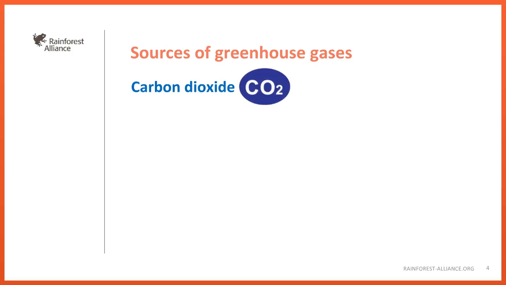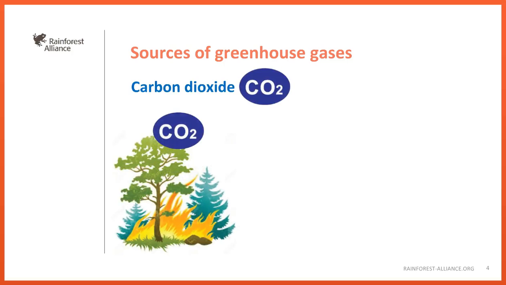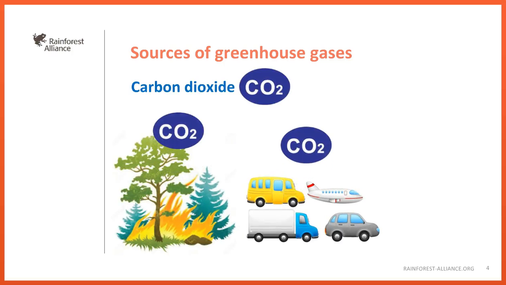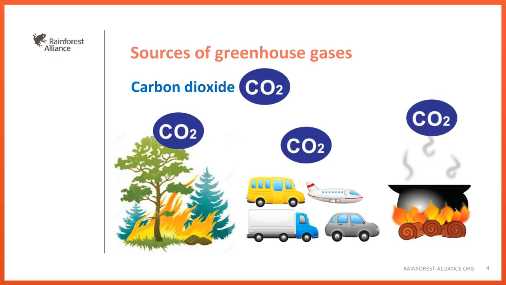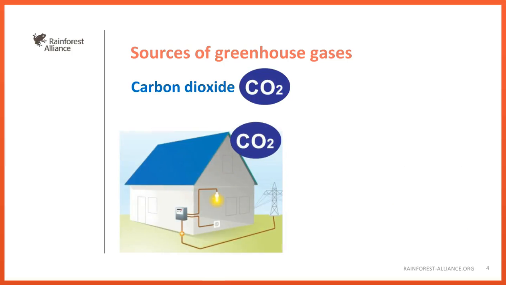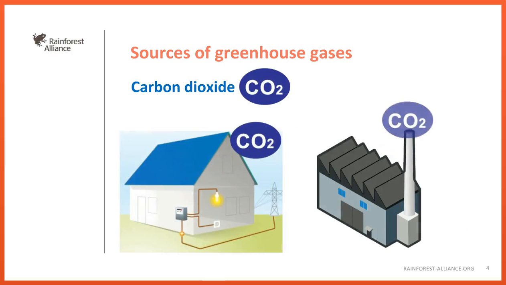Let us understand different types of greenhouse gases and where they are coming from. The first important greenhouse gas is carbon dioxide. It is emitted through deforestation, through use of vehicles such as buses, trucks, airplanes, and cars, through use of firewood, when generating energy by burning fossil fuels, and by industries. Carbon dioxide is the most emitted greenhouse gas, and it accounts for over 80% of total gas emissions.